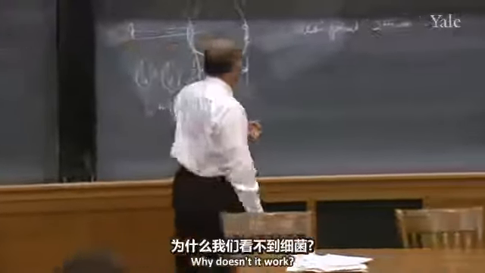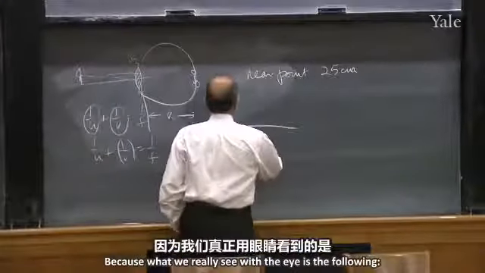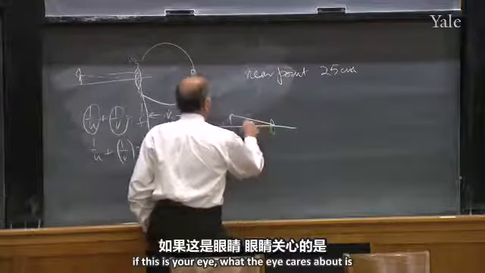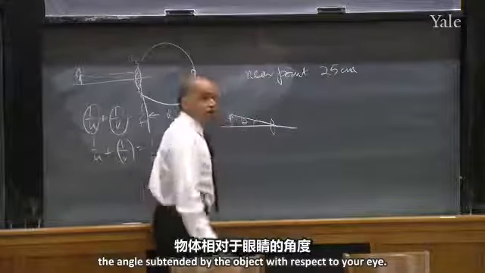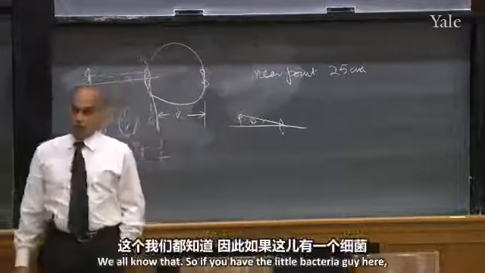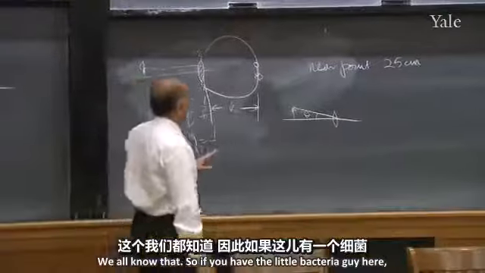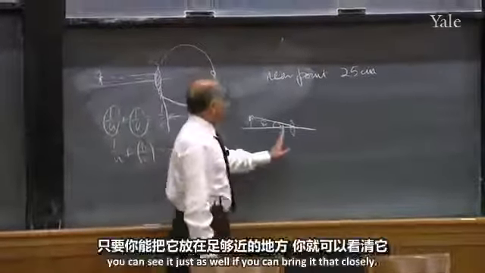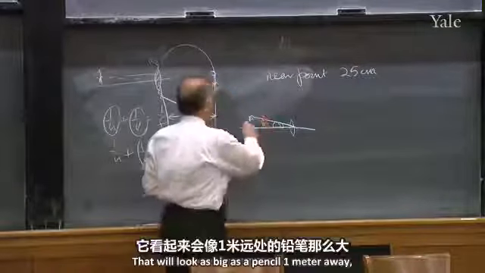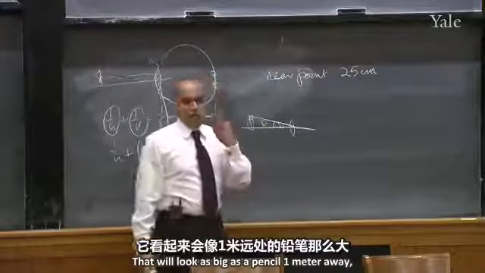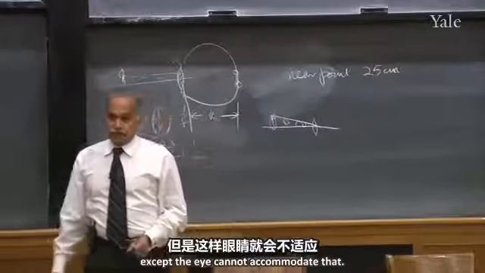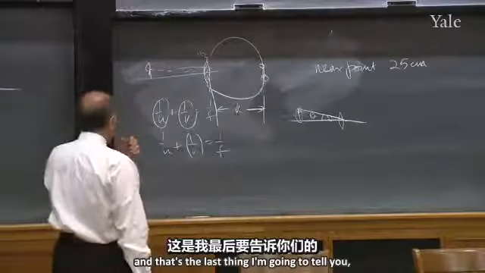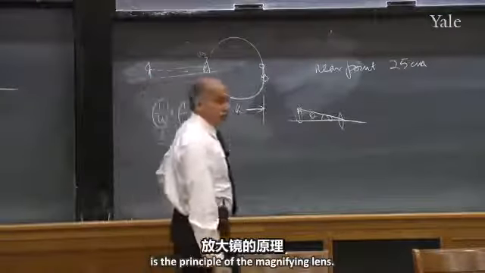Why doesn't it work? Because what we really see with the eye is the following. If this is your eye, what the eye cares about is the angle subtended by the object with respect to your eye. We all know that. So if you have the little bacteria guy here, you can see it just as well if you can bring it that closely. That'll look as big as a pencil 1 meter away, except the eye cannot accommodate that. That's why you need a magnifying lens. And that's the last thing I'm going to tell you, is the principle of the magnifying lens.